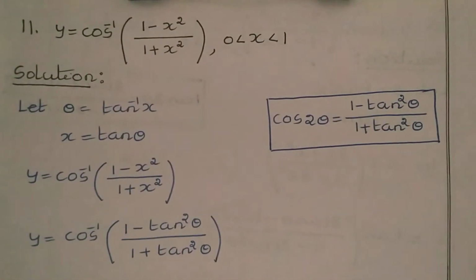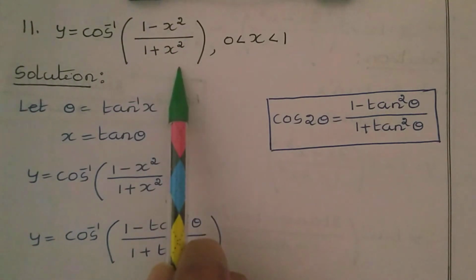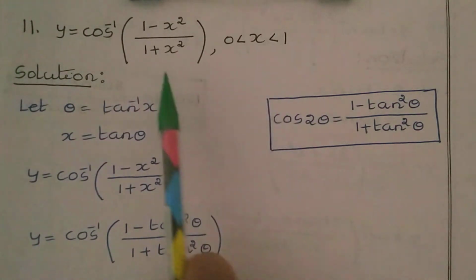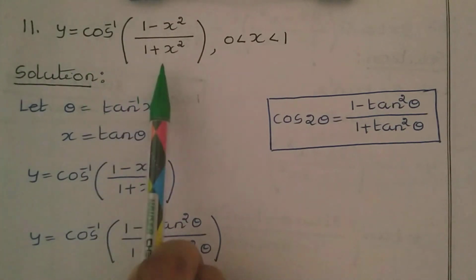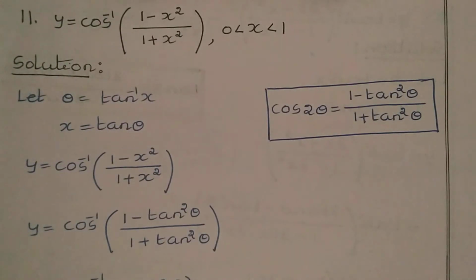Question number 11. y is equal to cos inverse of (1 minus x square) divided by (1 plus x square), 0 less than x less than 1. Again, here also we have cos inverse. So to solve this, we can't use the cos inverse derivative formula, or the dy by dx value, whatever you know, that value you can't use.